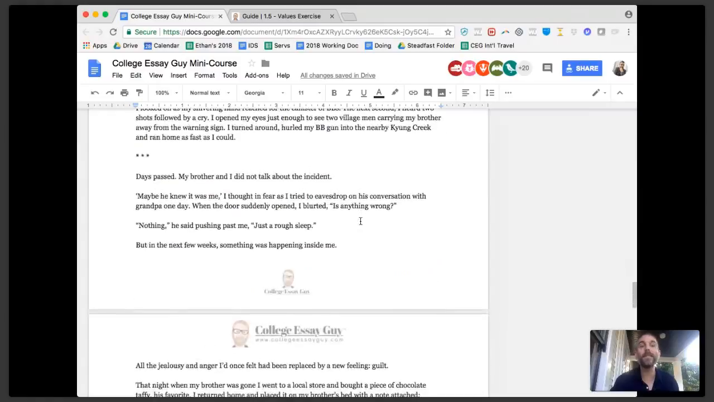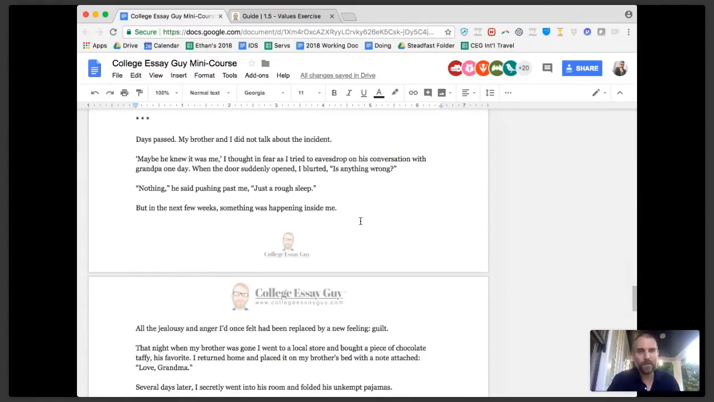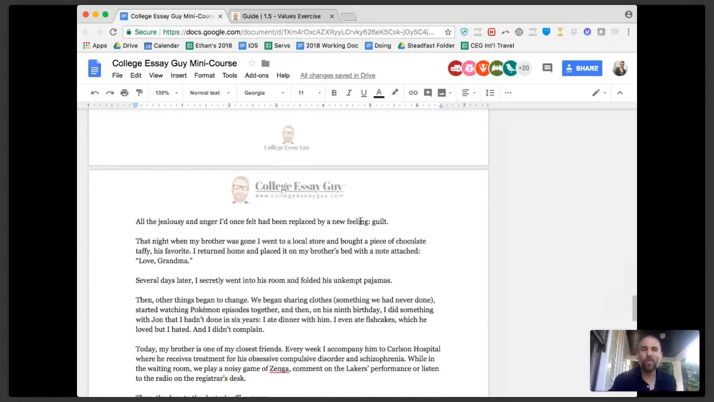Days passed. My brother and I didn't talk about the incident. Maybe he knew it was me, I thought in fear as I tried to eavesdrop on his conversation with Grandpa one day. When the door suddenly opened, I blurted, "Is anything wrong?" "Nothing," he said, pushing past me. "Just a rough sleep." But in the next few weeks, something was happening inside me. All the jealousy and anger I'd once felt had been replaced by a new feeling: guilt. That night when my brother was gone, I went to a local store and bought a piece of chocolate taffy, his favorite. I returned home and placed it on my brother's bed with a note attached: "Love, Grandma."